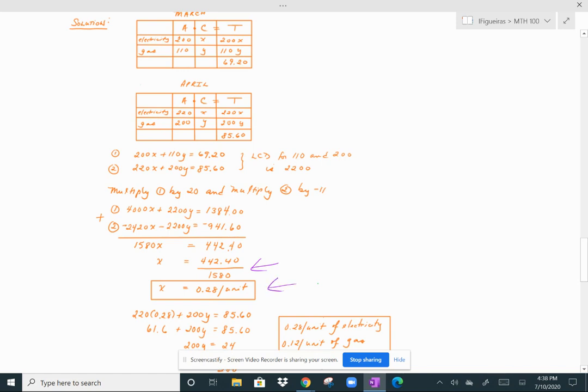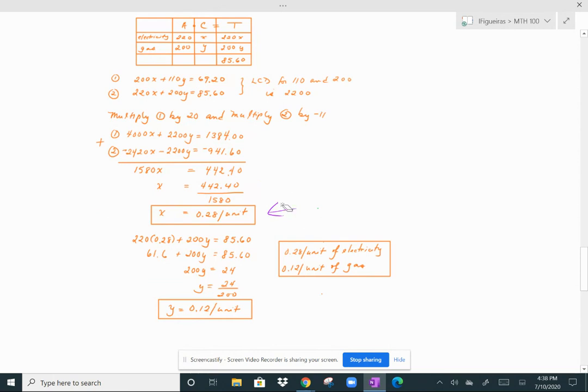And remember, X is my electricity, so it's 28 cents per unit for electricity. Now I need to solve for the cost per unit of gas. So I'm going to plug into one of the equations, and I chose to plug into equation 2 to solve for y. So I get 220 times 0.28 plus 200y equals $85.60. And then you end up here with y is 24 over 200. Again, solving it and putting it in dollars and cents, you get 12 cents a unit.